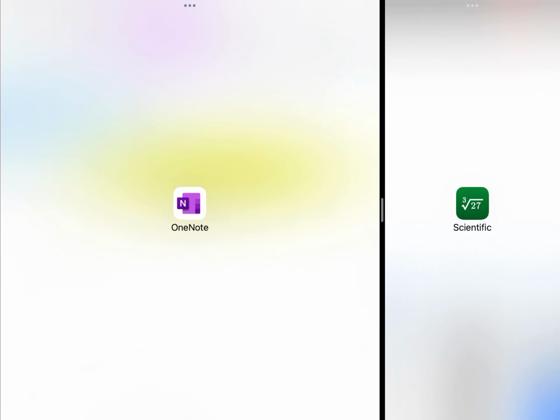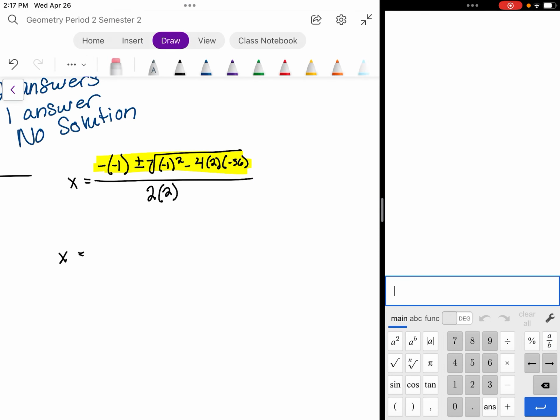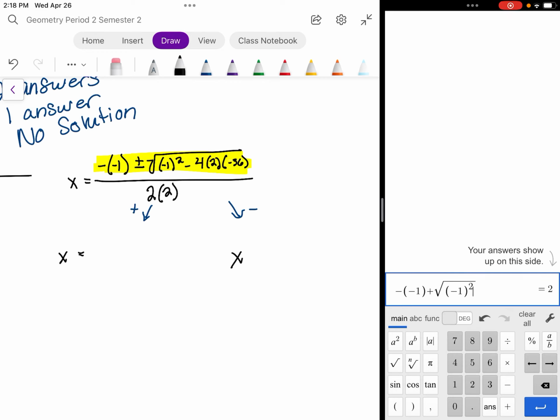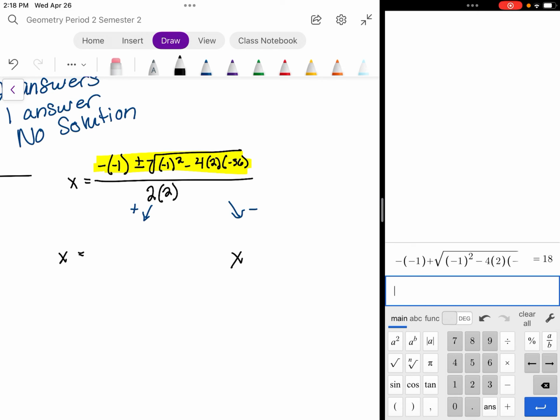So we're going to type this top part into our calculator to figure out what that equals. So we're going to have -1. And then we're going to do it first where we add, and then once where we subtract. So this one's going to be our adding, this one's going to be our subtracting answer. So we're going to do plus the square root of -1 squared, and you need to make sure you put this in parentheses, otherwise it's not going to square with the negative. And then we have 4 times 2 times -36. And that's going to give us the answer of 18.